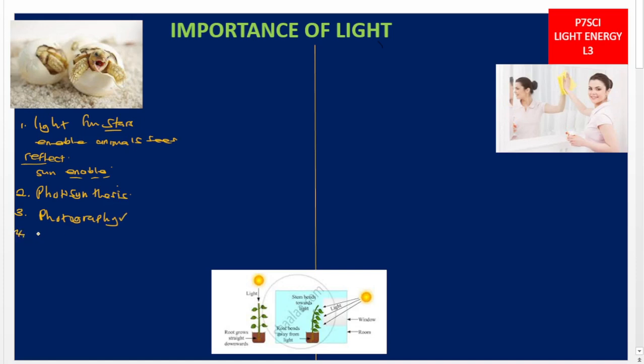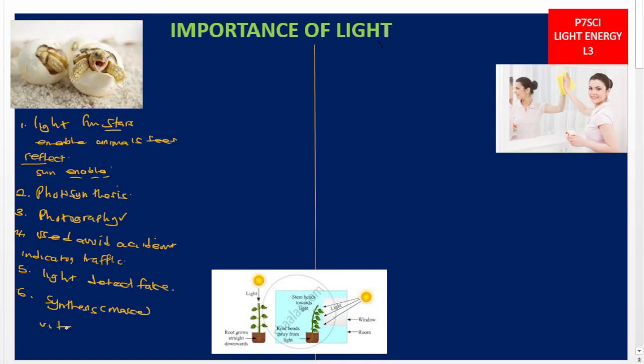Number 4, light is used to avoid accidents, as in the indicators of vehicles and also the traffic lights. Light is also used to detect fake money. Light is also used by our skins to synthesize vitamin D. To synthesize means to make vitamin D.